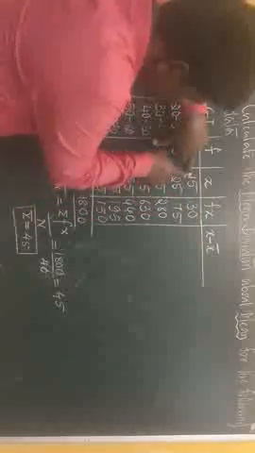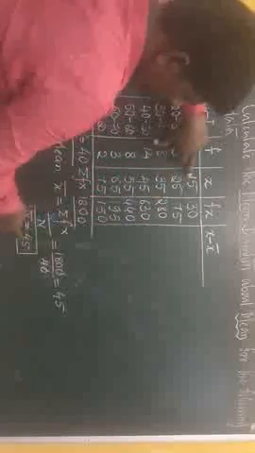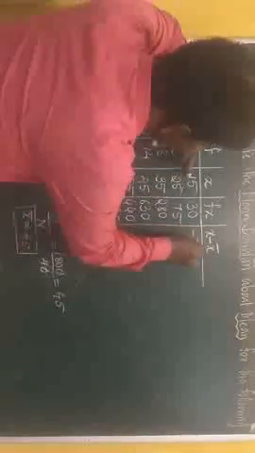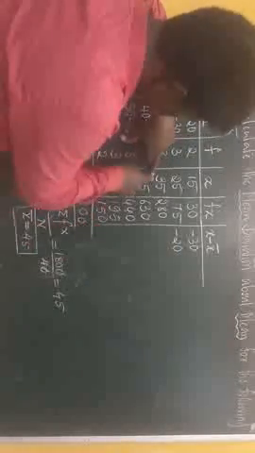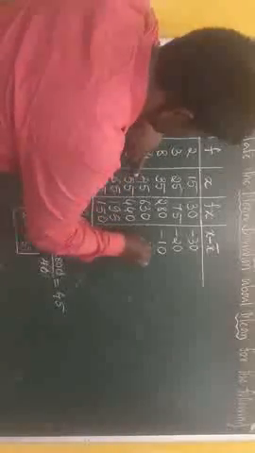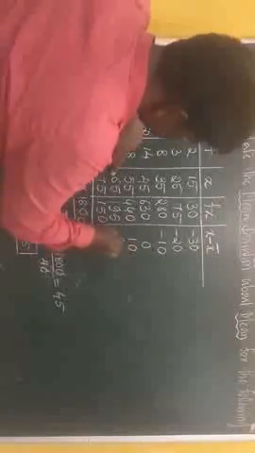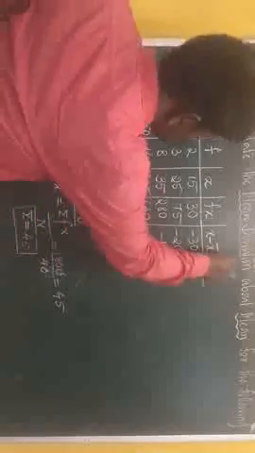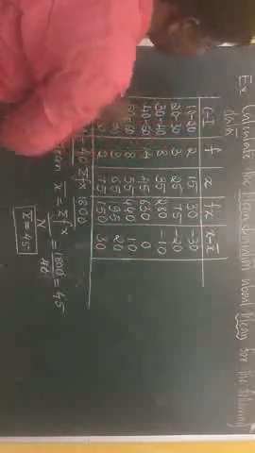X minus x bar, 15 minus 45. Please keep it in mind. I'm going to subtract x bar from these x values. 15 minus 45. So how much it is? Minus 30. 25 minus 45, minus 20. 35 minus 45, minus 10. 45 minus 45, 0. 55 minus 45, 10. 65 minus 45, 20. 75 minus 45, 30. So if your x bar value is correct, automatically the deviation values also will be very easy.